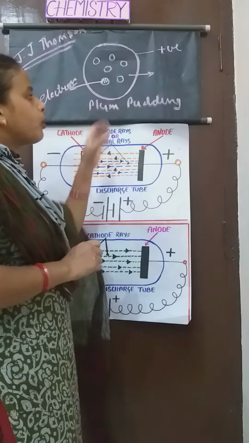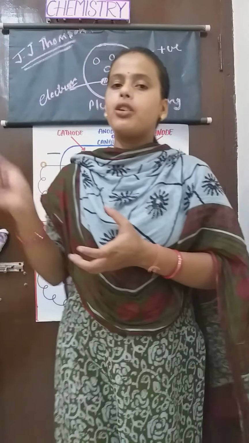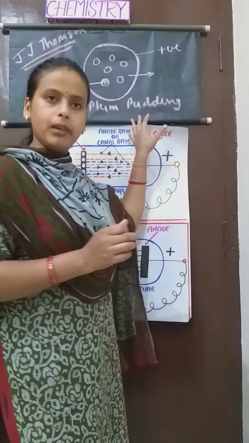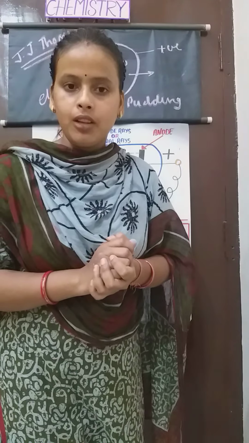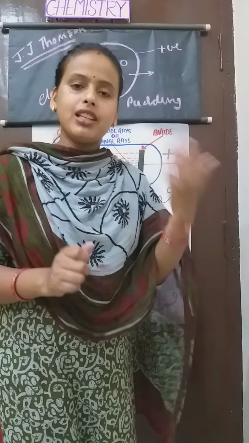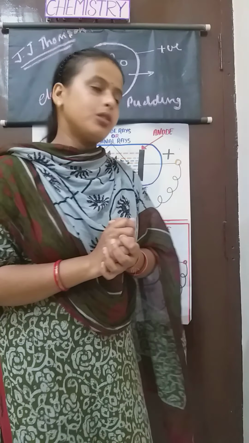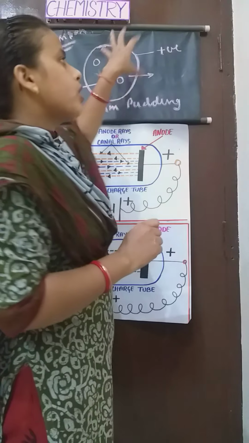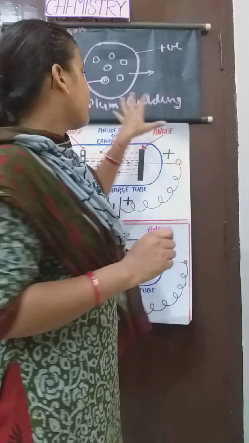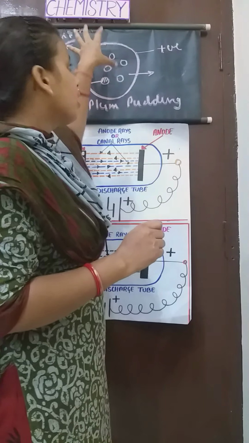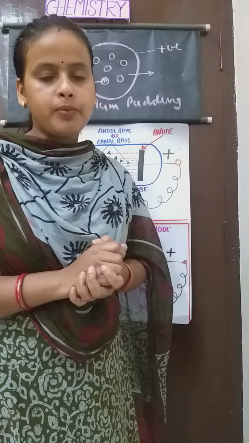But the major drawback of this model is that it could not explain the results of many experiments done by scientists like Rutherford. That's why this model did not explain the clear structure of the atom.